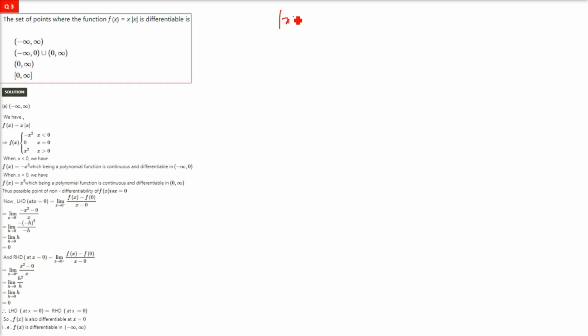So mod x, just to revise: when x is greater than or equal to 0, it is x. It is negative x when x is less than 0. So x into modulus x, you just multiply it by x, which will not change the sign. So x into modulus x will be x square when x is greater than or equal to 0, and negative x square when x is less than 0.